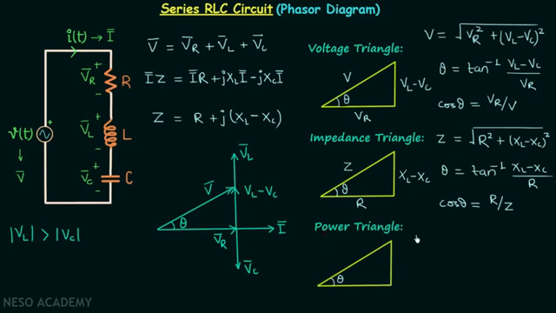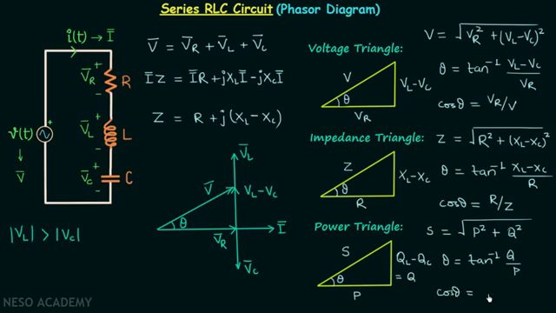The last triangle is the power triangle. This side is the apparent power S, this side will be QL minus QC, which is equal to the net reactive power Q. The base will be the real power P. The apparent power S is equal to under root P square plus Q square, and the power factor angle is equal to tan inverse of Q divided by the real power P. The power factor is equal to real power divided by the apparent power.